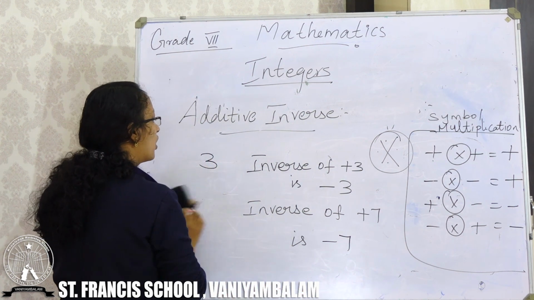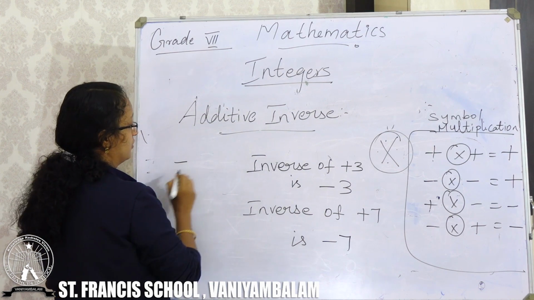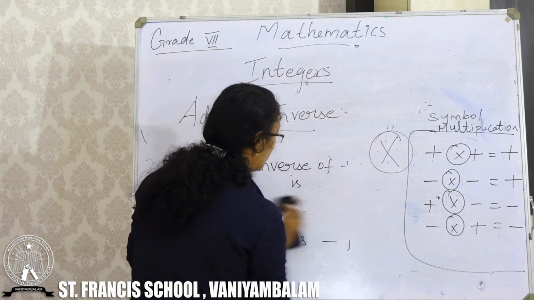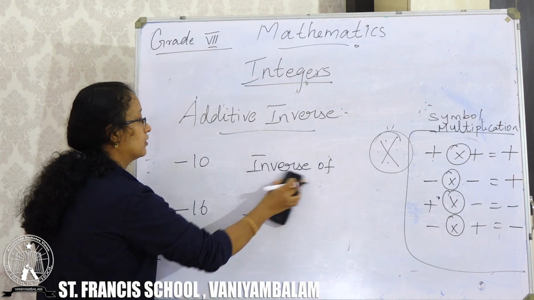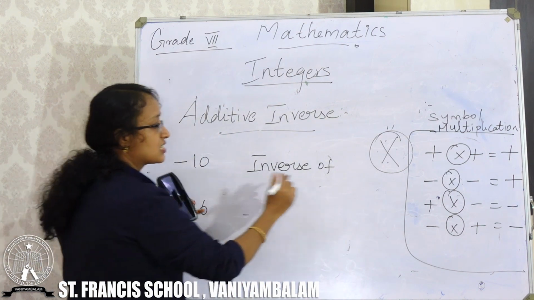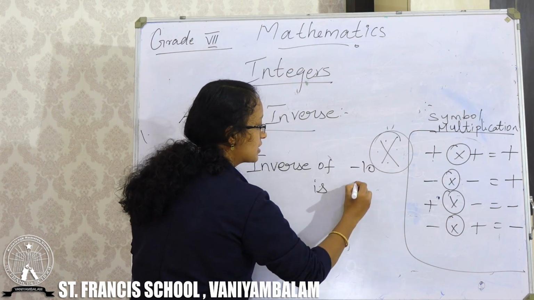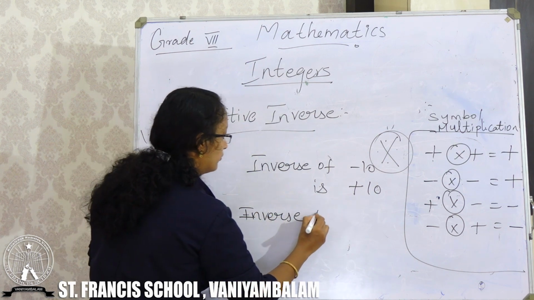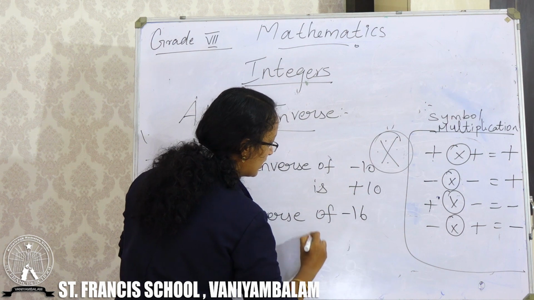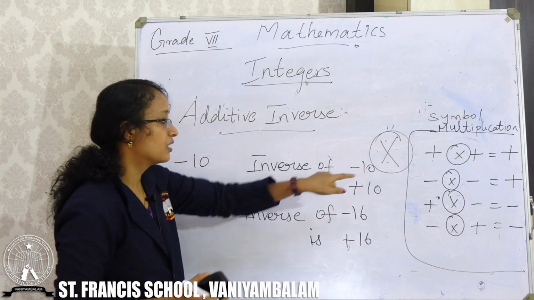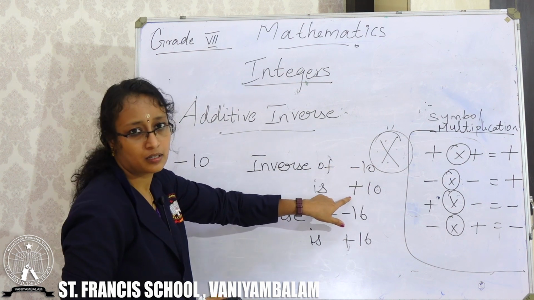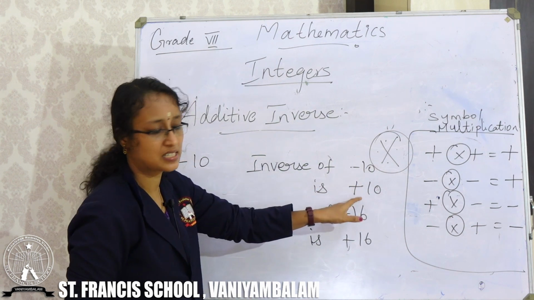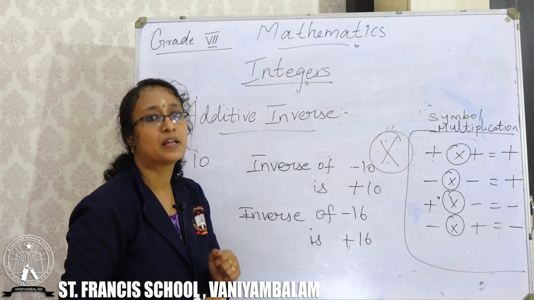Next, what will be the inverse of a negative integer? Minus 10, minus 16. The inverse of minus 10 is plus 10, and the inverse of minus 16 is plus 16. Opposite of subtraction is addition. So minus 10 inverse is plus 10, and minus 16 inverse is plus 16.